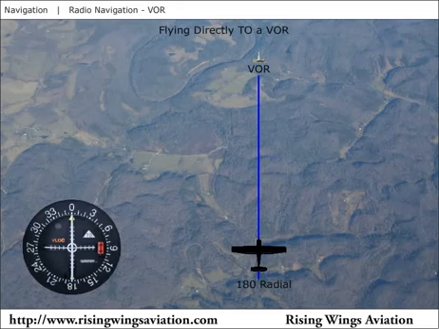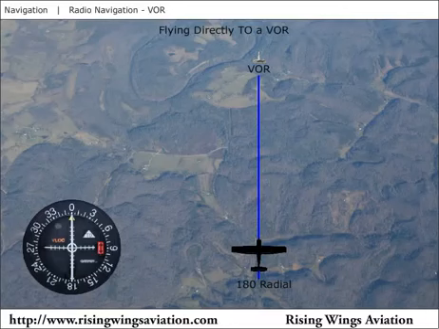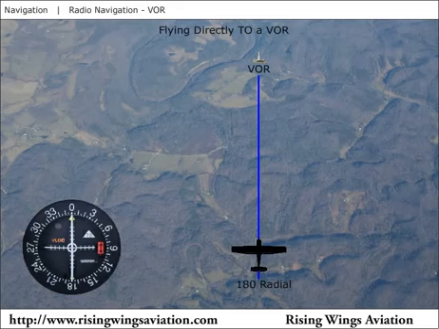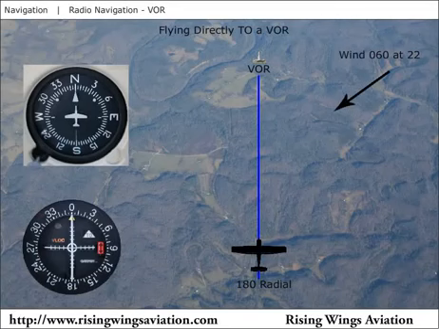For example, if you were directly south of a VOR on its 180 degree radial, then centering the needle with a To indication would result in 360 being shown, since the VOR is directly north of the airplane. Turning the airplane to a 360 heading will get us heading towards the station. While maintaining a 360 degree heading, observe the movement of the CDI.